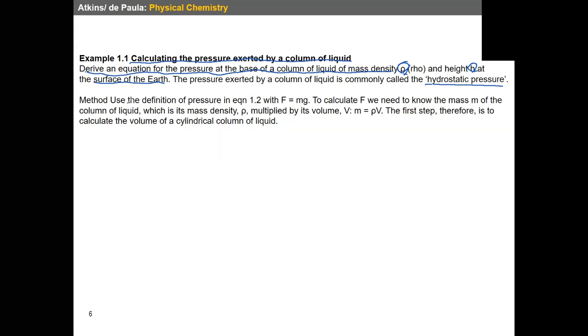The method uses the definition of pressure, with F equal to mg. To calculate this F, we need to know the mass m of the column of liquid, which is its mass density rho multiplied by its volume V. So m equals rho V. The first step, therefore, is to calculate the volume of a cylindrical column of liquid.